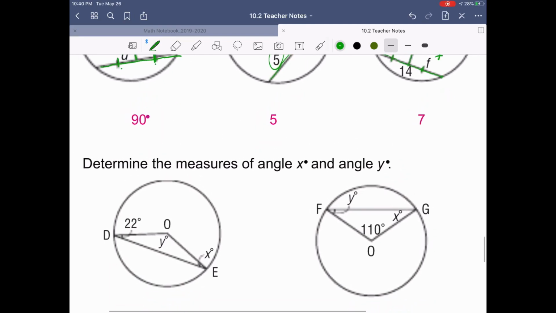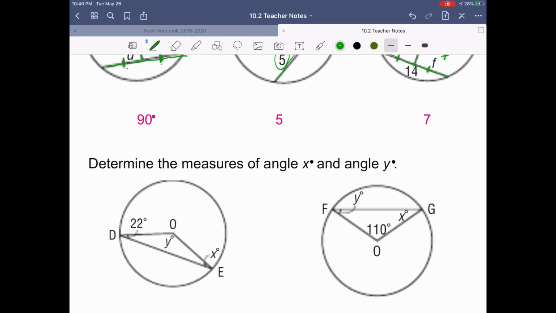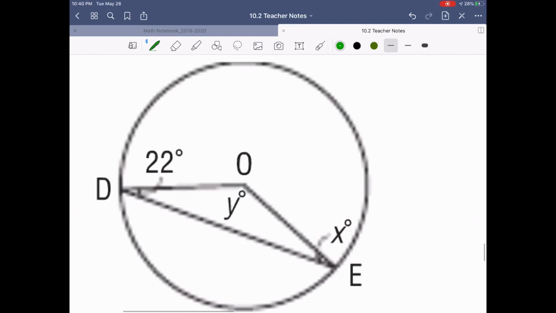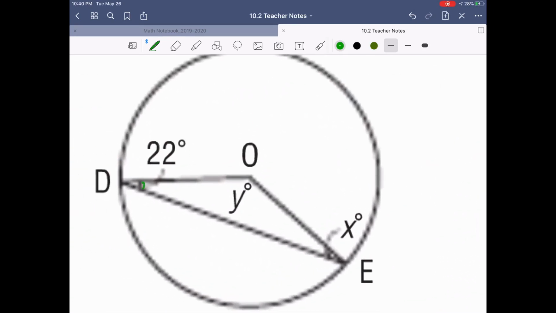All right. Here's another example to find some missing angles. So it says determine the measure of angle X and angle Y. So here we have this angle right here is 22. So this is an isosceles triangle, which means that X has to be 22 degrees as well. Because it's isosceles, it's made up of 2 radii.